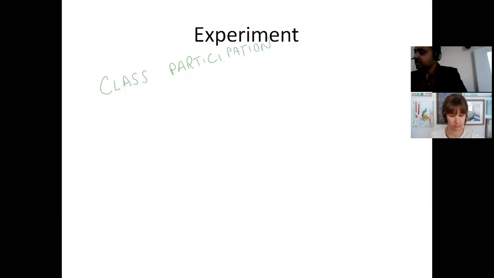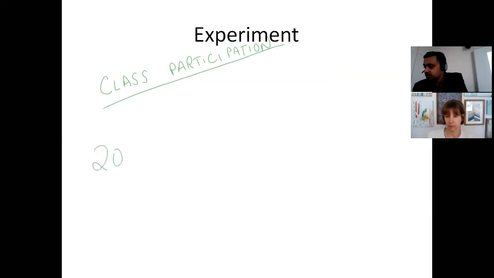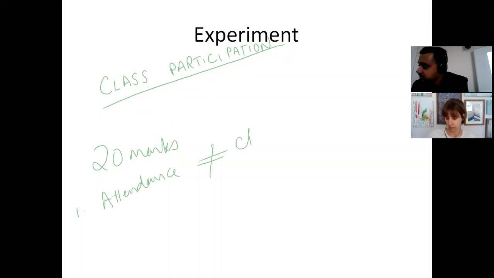Now, in your course outline, there's a little blurb on class participation, okay? This thing is worth 20 marks. It's important. So first concept here is attendance does not equal class participation. Attendance is attendance, and if you've noticed, there's no mark component for attendance.